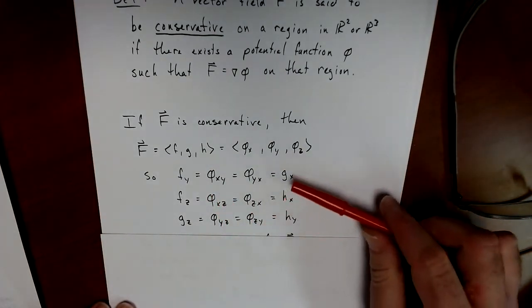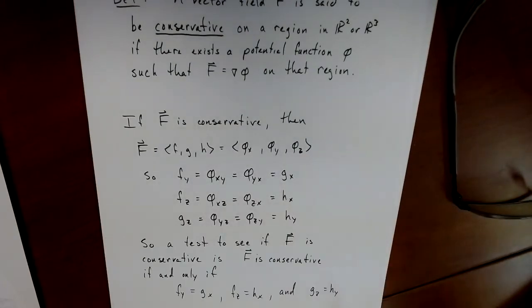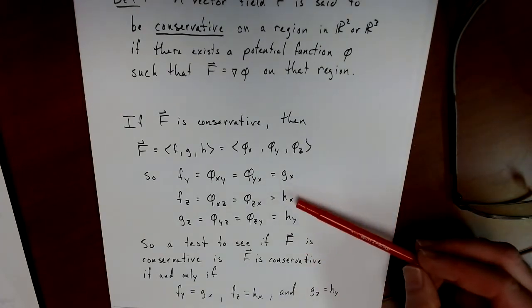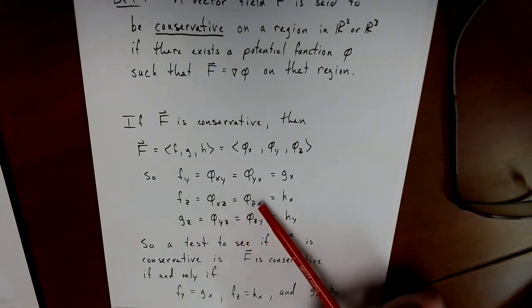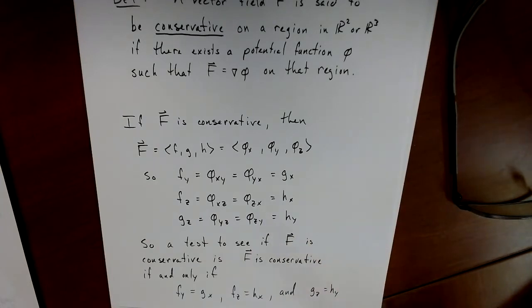And so this is going to be true for any conservative vector field that f y equals g x, f z equals h x, and g z equals h y. I skipped those computations. Pause the video for a second if you want to double check and see why these would have to be equal. And same for g z equals h y.